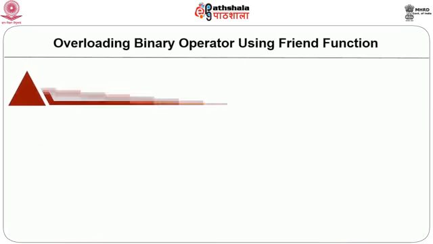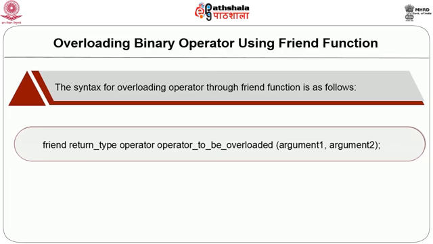Well, the prototype of the friend function defined for overloading minus operator in the time class will be friend keyword followed by the return type, followed by operator keyword, followed by operator that we are intending to overload, followed by the parameter list which will have two arguments. Now, you would note that when we overloaded binary operator using member function, the number of arguments that we had to pass to that overloaded function was only 1. But here the number of arguments that we are passing in the function are 2.